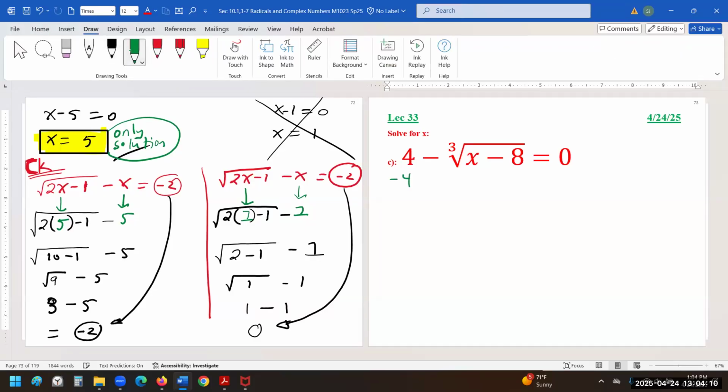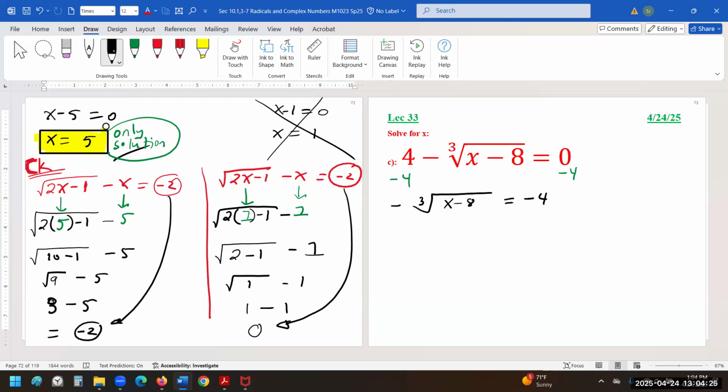So if you subtract 4 from both sides, we get negative cube root of x minus 8 equals negative 4. Is our radical term alone yet? No, because you have the negative sign in the front. So you divide or multiply, it doesn't matter, by a negative. So you get cube root of x minus 8 equals, what is negative 4 divided by negative 1? Positive 4.